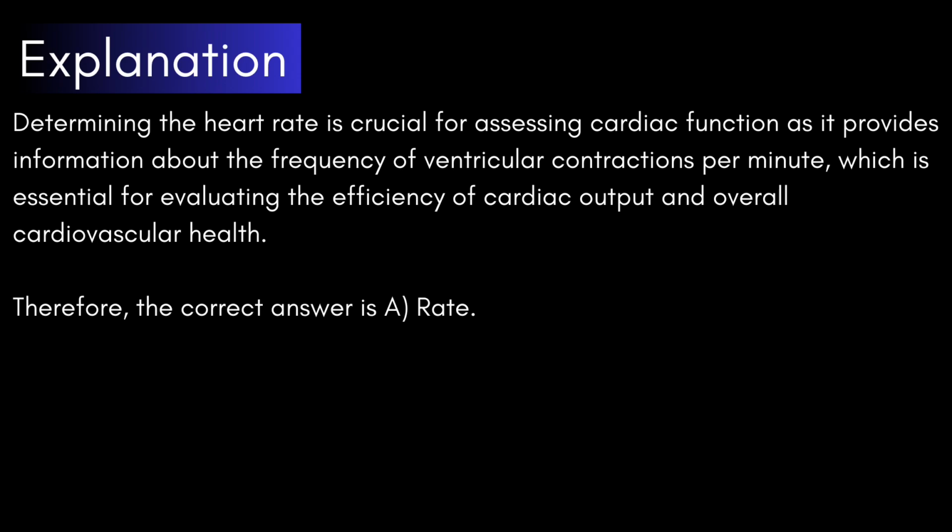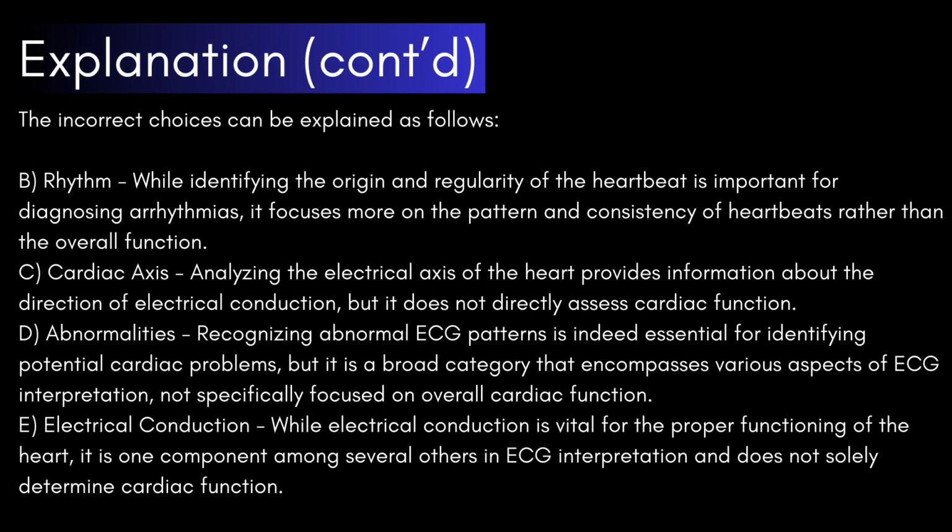All right, let's go ahead and see why the other answer choices are incorrect. The incorrect choices can be explained as follows. B, rhythm. While identifying the origin and regularity of the heartbeat is important for diagnosing arrhythmias, it focuses more on the pattern and consistency of heartbeats rather than the overall function.